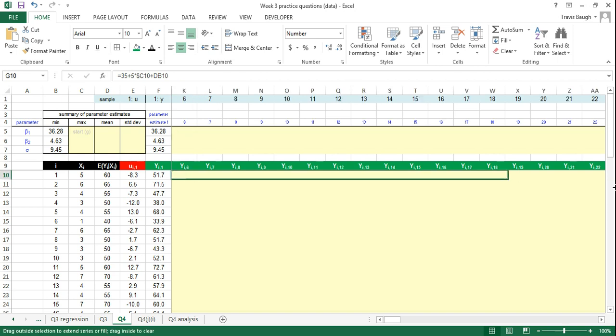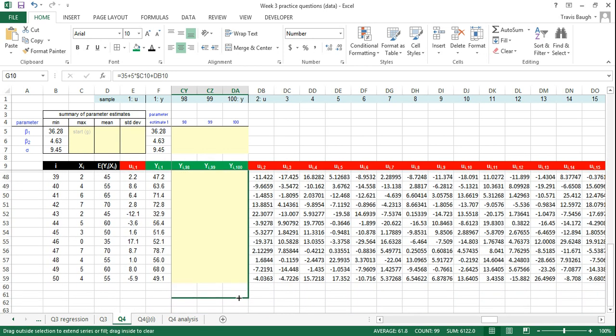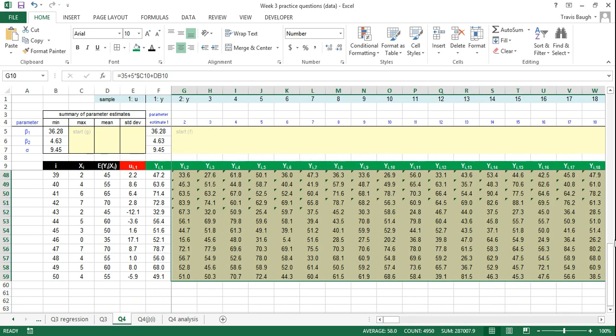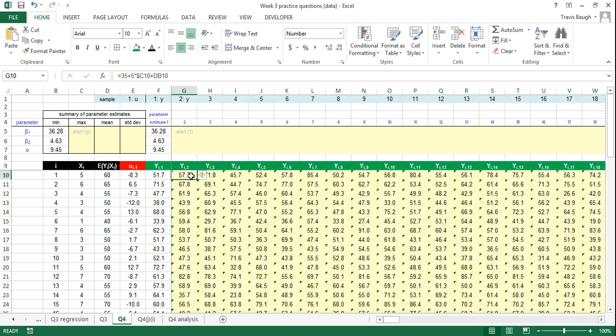I can drag that across, and then I can drag it down. What I've essentially just done is manufactured 99 samples that are being drawn from that assumed population. So it's 99 samples that are consistent with the assumptions of the simple linear regression model.